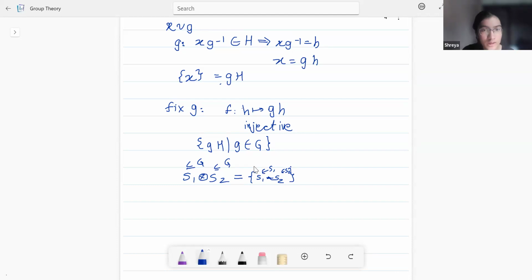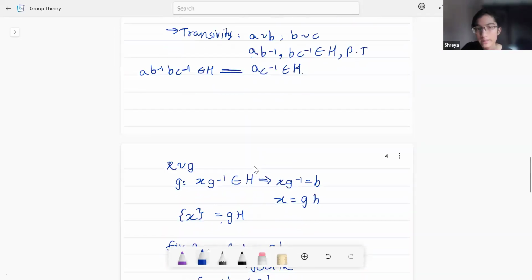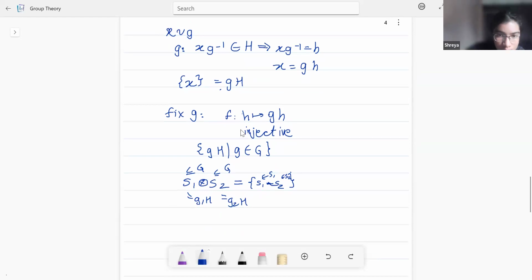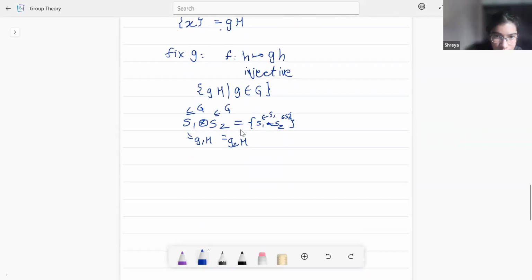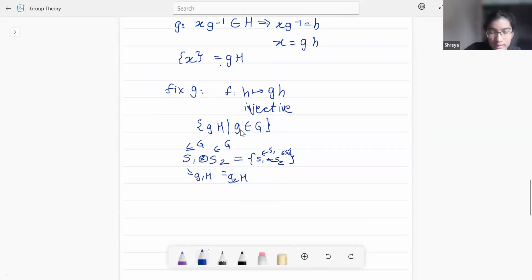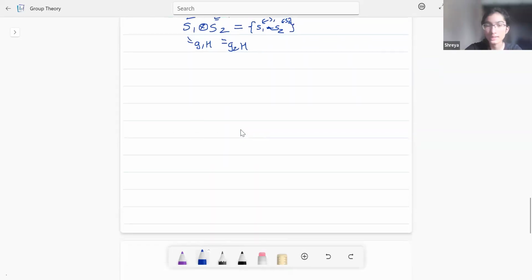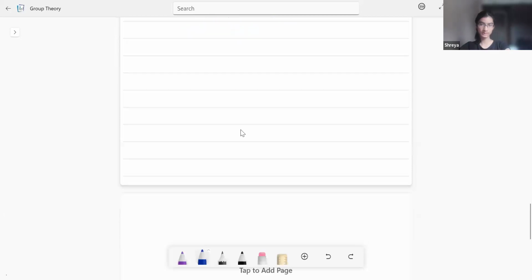It doesn't work out, because if S1 is equal to G1 times H and S2 is equal to G2 times H, then you need a little bit of extra symmetry to make it work. This is not quite symmetric. So we can't think of this as a group, which is kind of annoying because you want to have as many groups as possible.